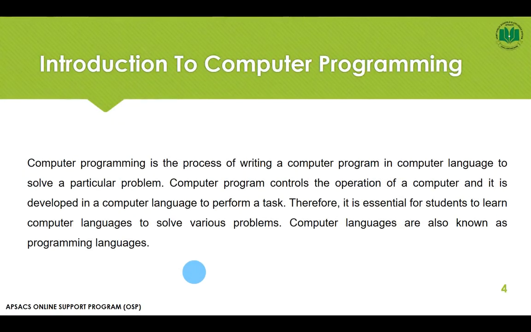Next, we are going to have an introduction to computer programming. Computer programming is the process of writing computer programs. A computer programmer is a person who writes computer programs, and a computer language or programming language is the language in which a computer program is written. So first of all, we will discuss what computer programming is. Computer programming is the process of writing a computer program in a computer language to solve a particular problem.